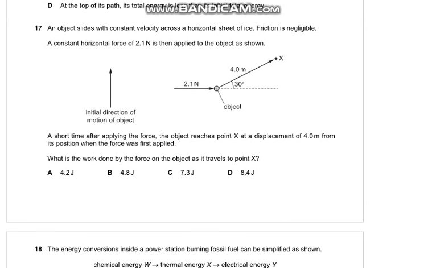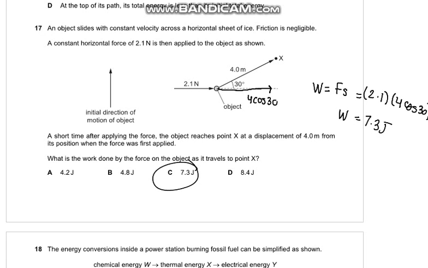So question number 17 says that an object moves with constant velocity across a horizontal sheet of ice, friction is negligible. A horizontal force of 2.1 newton is applied to the object as shown. After a short time, at a displacement of 4 meters from its position when the force was first applied, what is the work done by the force on the object as it travels to point X? So work is done only in the direction of the force. The force is horizontal, so we need the component of the displacement in that direction, which is 4 cos 30. Applying the work formula, W equals F into displacement, the force is 2.1, the displacement is 4 cos 30. So work done equals 7.3 joules. So C is the appropriate answer.